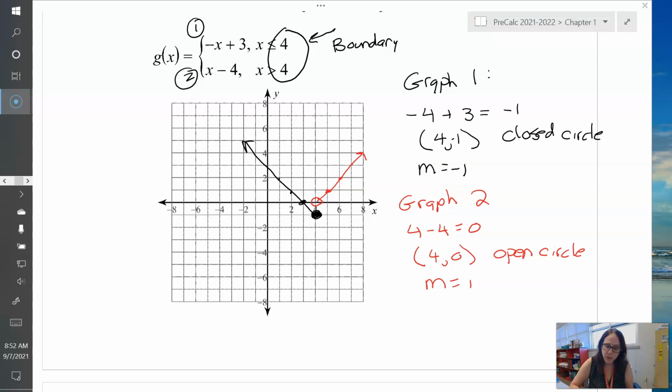Graph 2 is also a line. Plug in the 4, I get 0, so I have a point at (4, 0). That one's open, and then the slope is +1, so up 1 over 1, up 1 over 1.